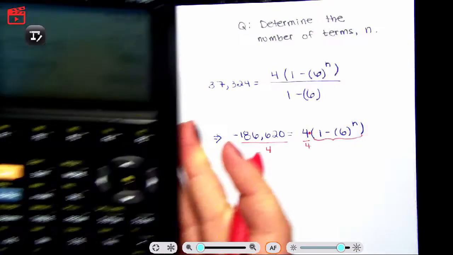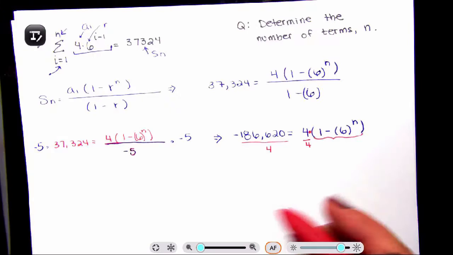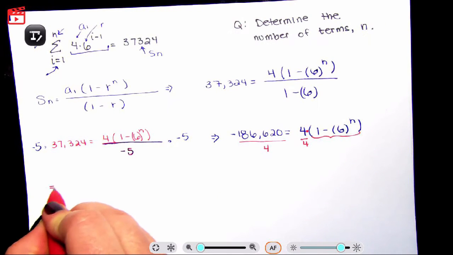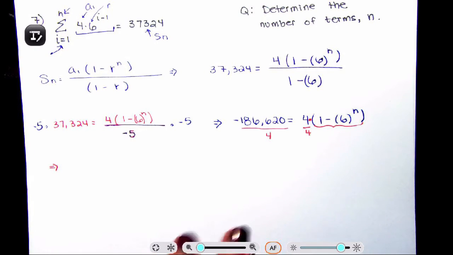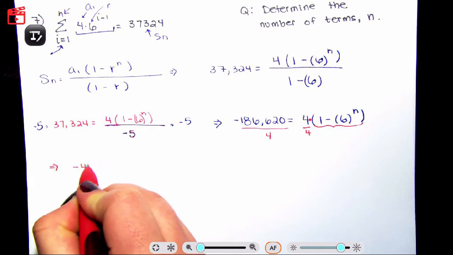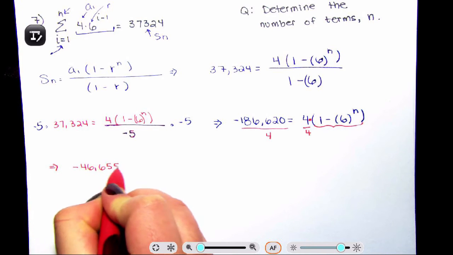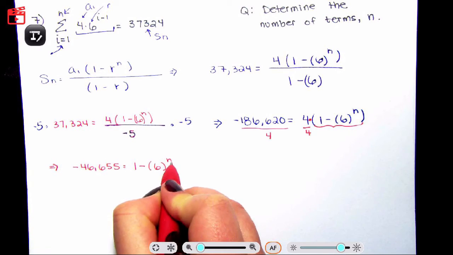Now I do still have my value in my calculator, so I'm just going to simply divide that by 4 without having to type anything in. Again, I'm going to do my arrow. Typically, you don't do arrows in math. I'm doing it just so you guys can see kind of where I'm going. So I have negative 46,655. That's equal to 1 minus 6 to the nth power.